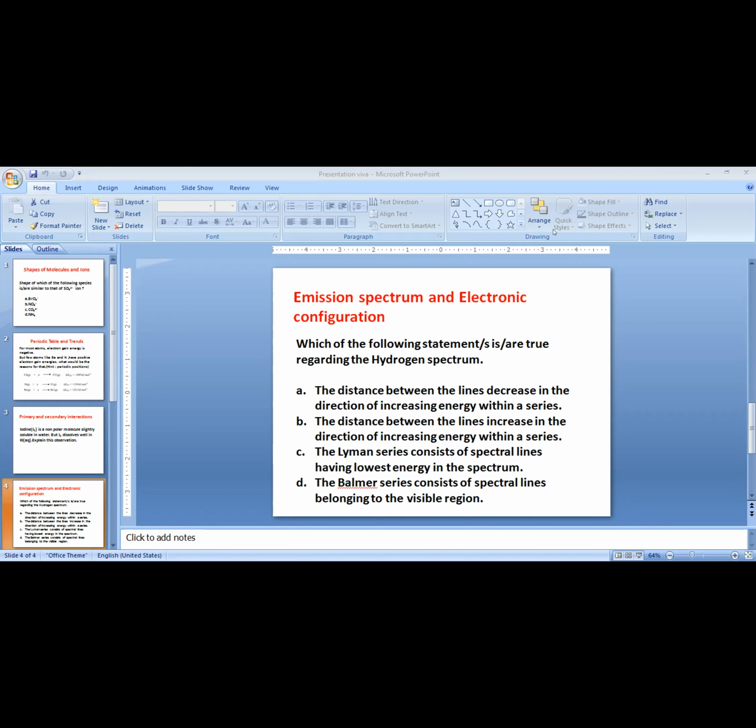So here I have shown my questions. Can you see it? Yes, madam, we can see it. Yeah, this is MCQ type questions. Which of the following statement or statements is or are true regarding the hydrogen spectrum? There are four statements here. You have to find what are the true statements.